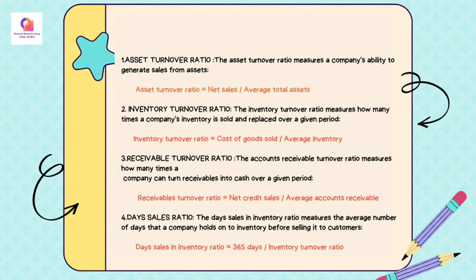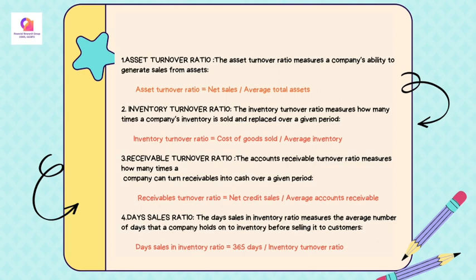The accounts receivable turnover ratio measures how many times a company can turn receivables into cash over a given period of time. The formula is: receivable turnover ratio is equal to net credit sales upon average accounts receivable.